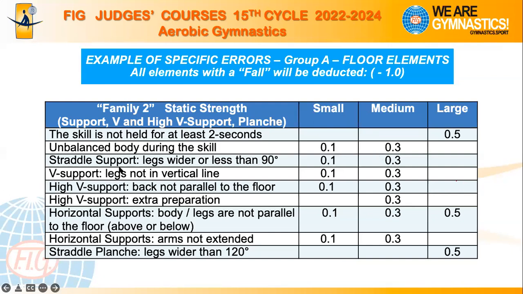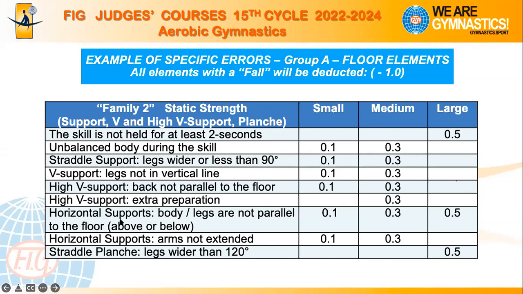Straddle support. For straddle support, legs wider than or less than 90. This is 1 and 3. V support, legs not in vertical line, 1 and 3. High V support, back not parallel to the floor, 1 and 3. High V support with extra preparation, immediately 3.